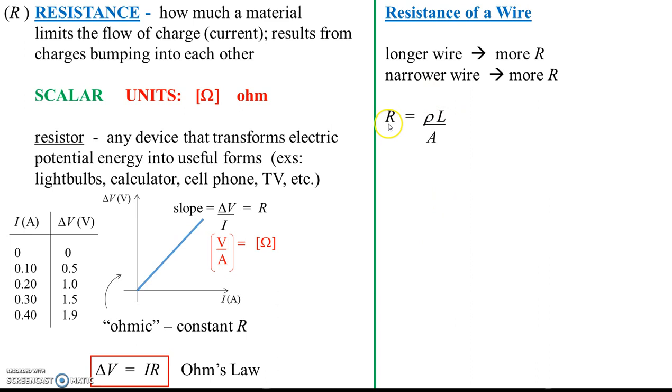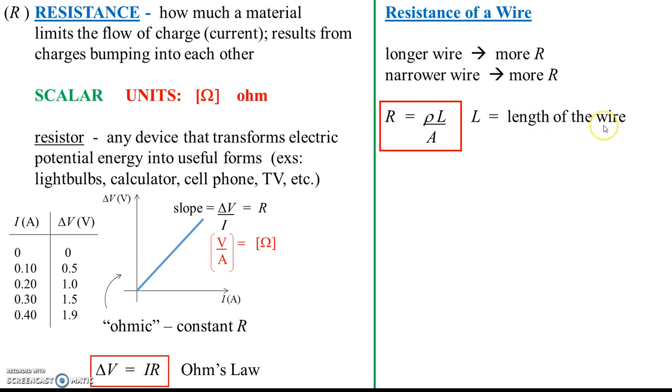Longer wire, more resistance. This is the area, the cross-section area of the wire. So a narrow area makes a larger resistance. And this term here describes something about the material itself. Let's box this in. Okay, so let's define our terms here.